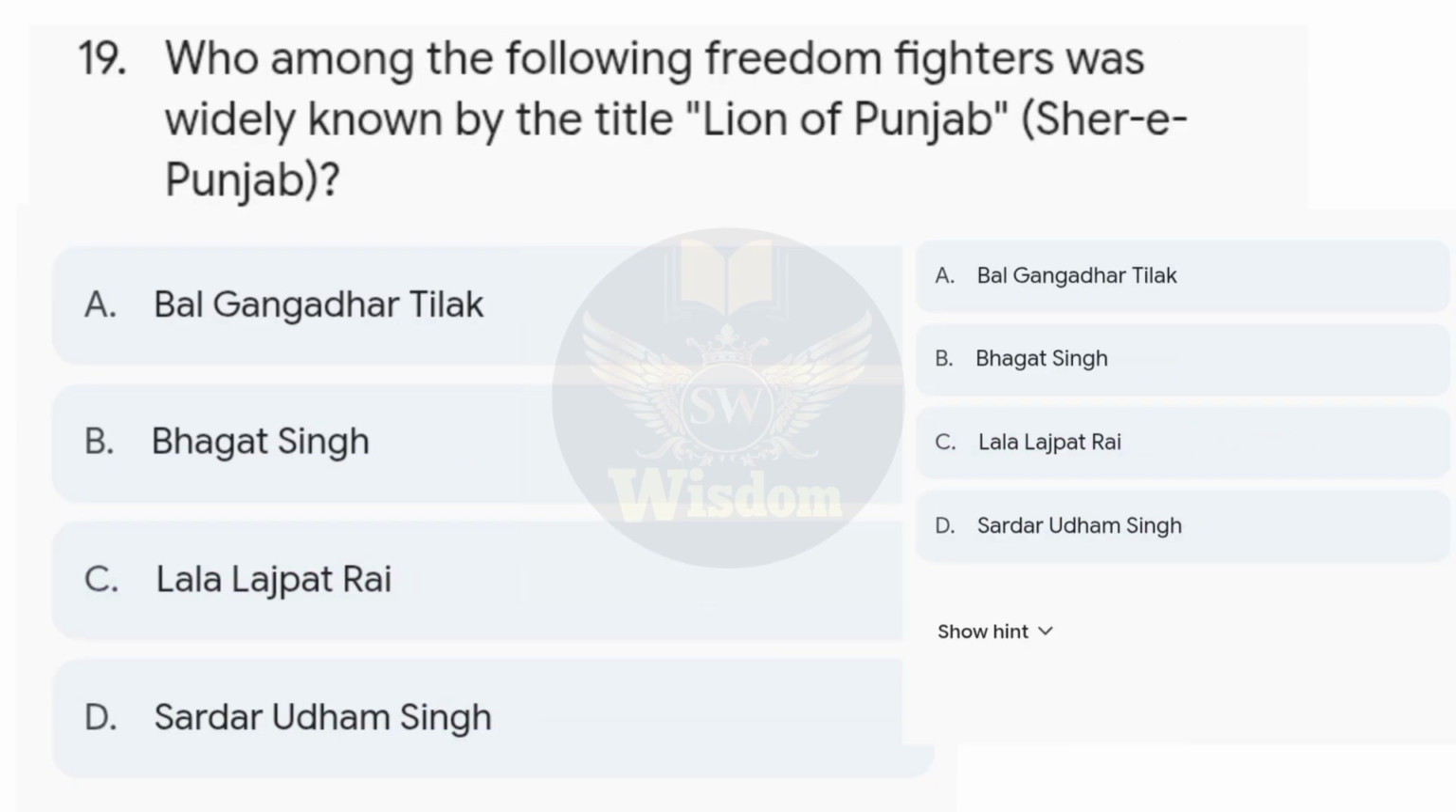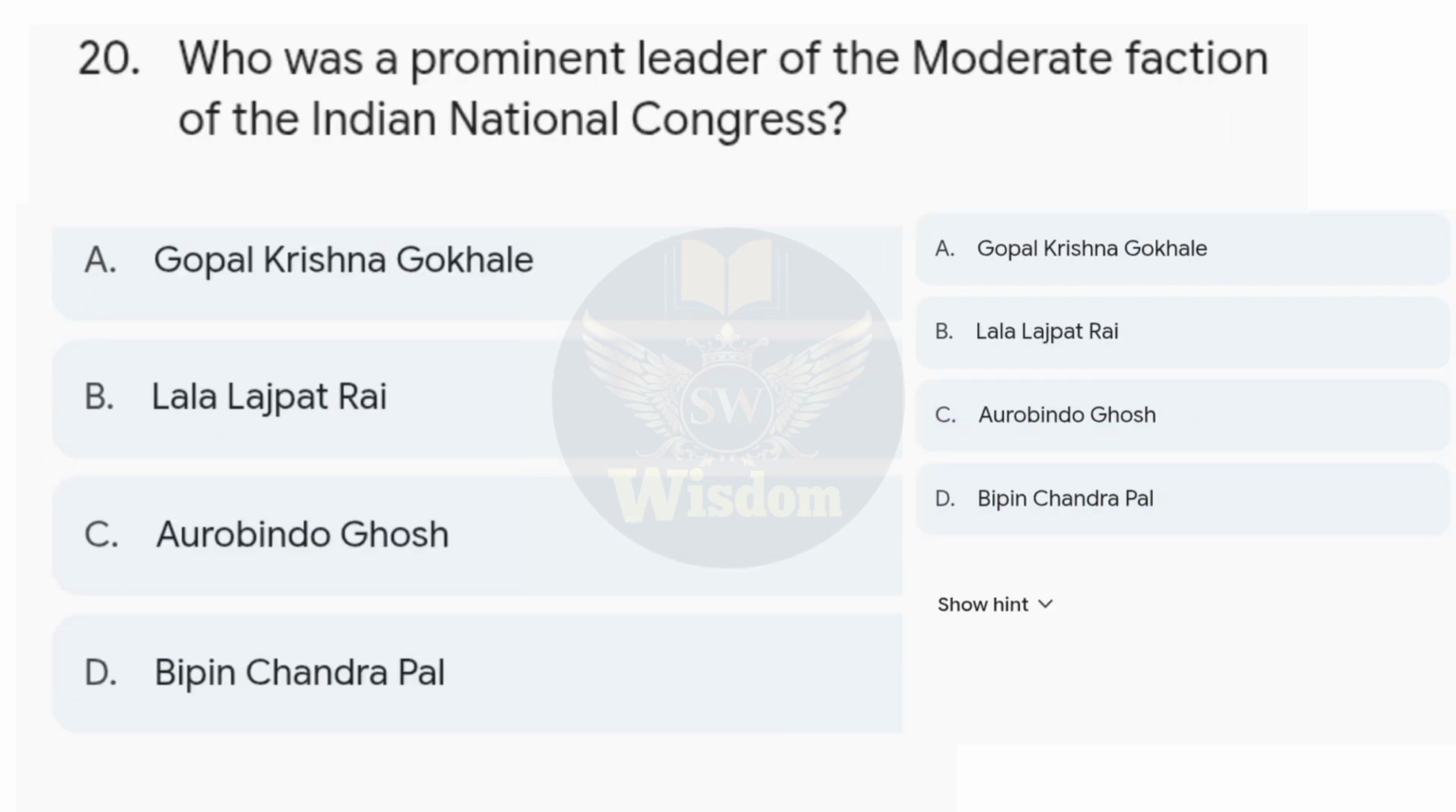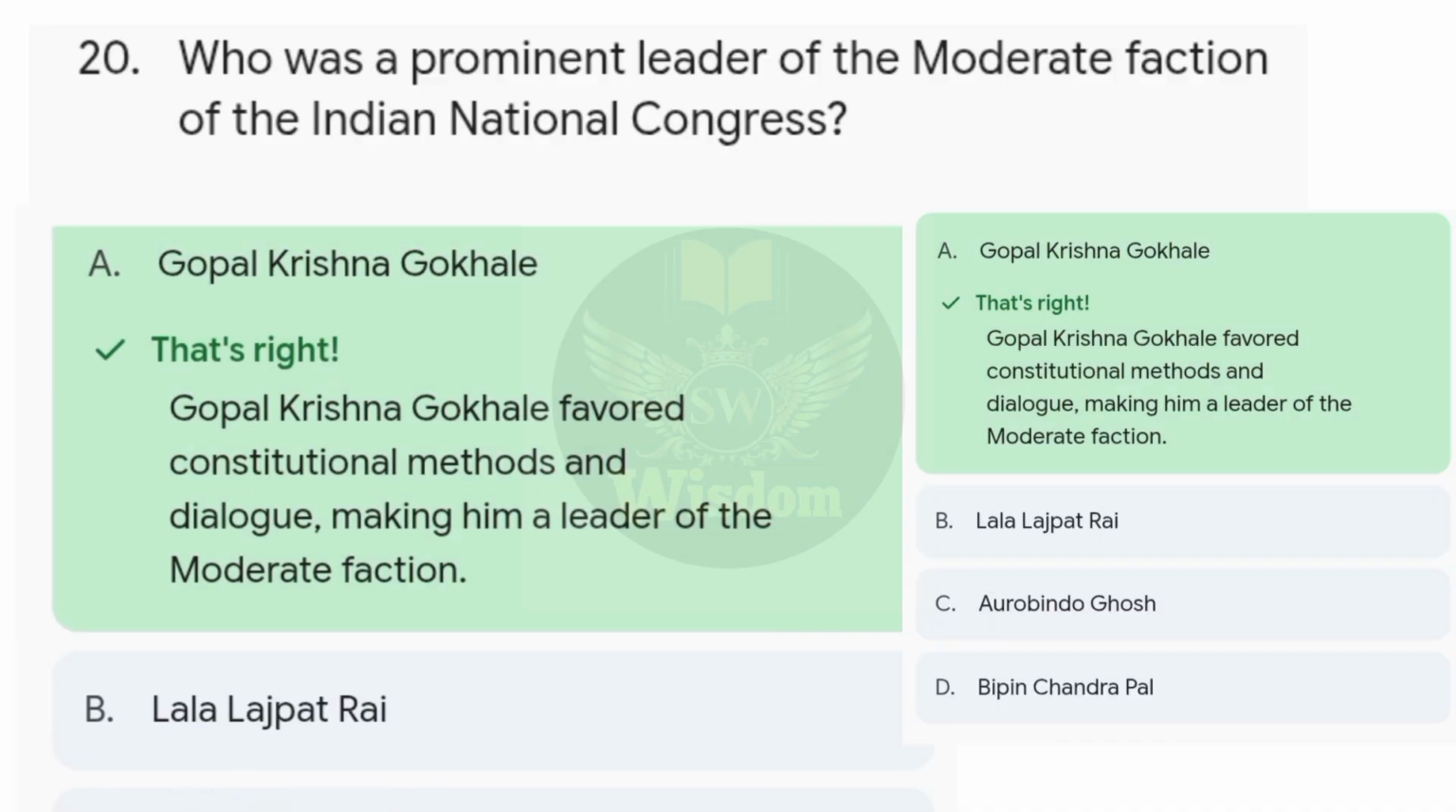Next question. Who among the following freedom fighters was widely known by the title Lion of Punjab, Sher-e-Punjab? The correct answer is option C, Lala Lajpat Rai. Next question. Who was a prominent leader of the moderate faction of the Indian National Congress? The correct answer is option A, Gopal Krishna Gokhale.